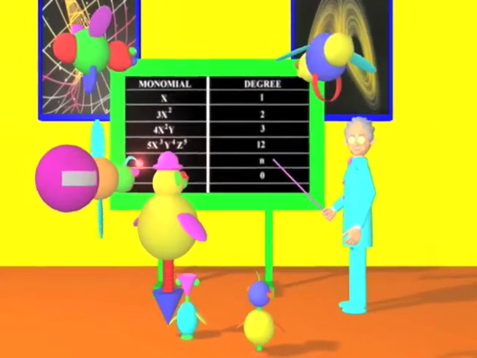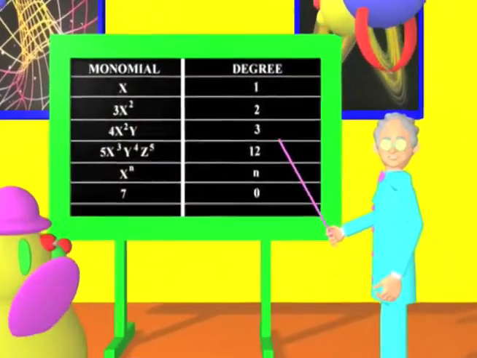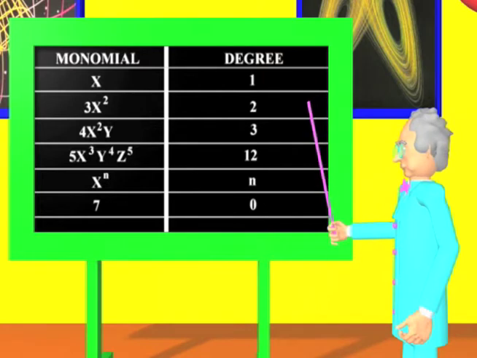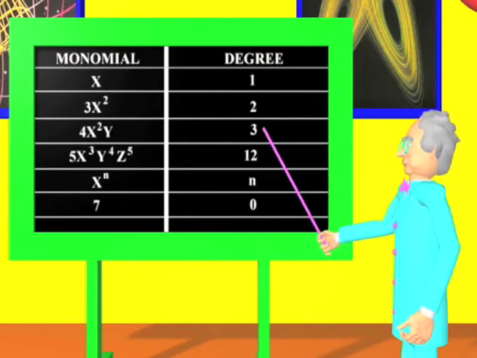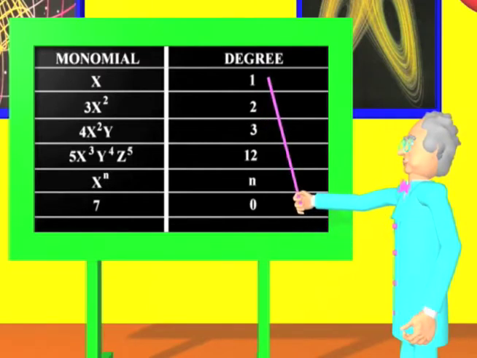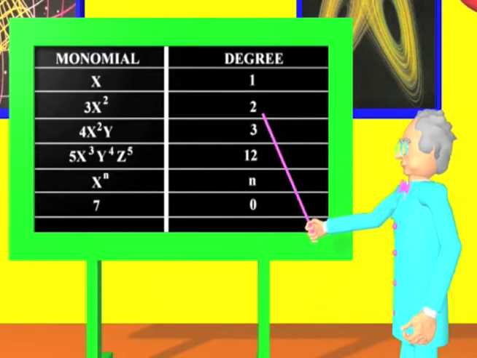Hello, Steve. I will first begin by explaining what the degree of a monomial is. A monomial is a number, or a variable, or a number times a variable. Now, let's consider the degree. x has an exponent of 1, so the degree is 1. 3x squared has an exponent of 2.